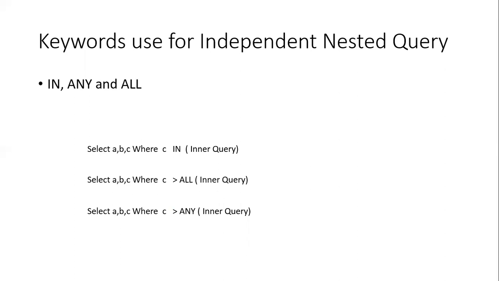So first the inner query will perform its execution and return a set of values. Then the outer query will check whether the C value of a tuple is greater than any of the values of the set or not. If it is greater than any value, then it will select the tuple and will return the values of A, B, and C of that tuple. So this is how we will use these three keywords in the independent nested query.